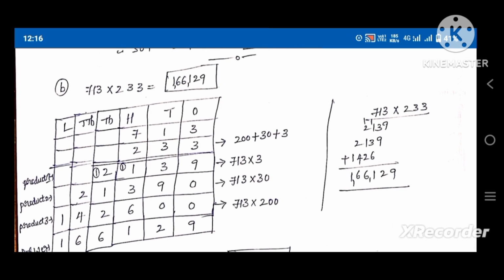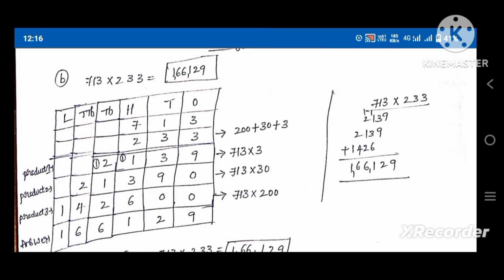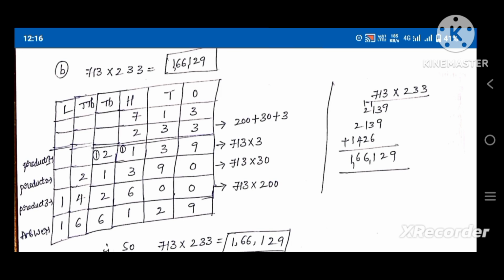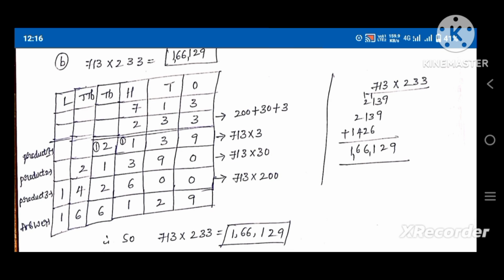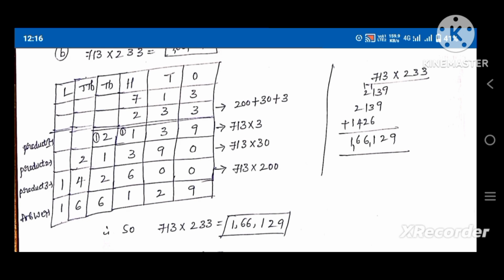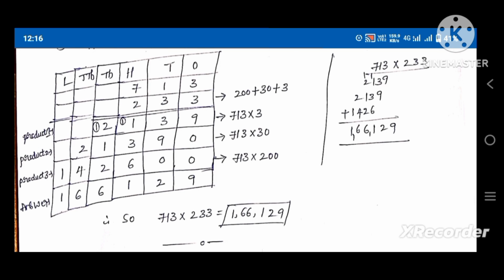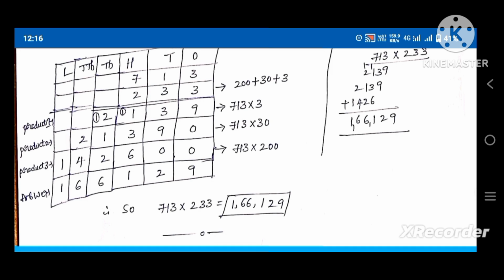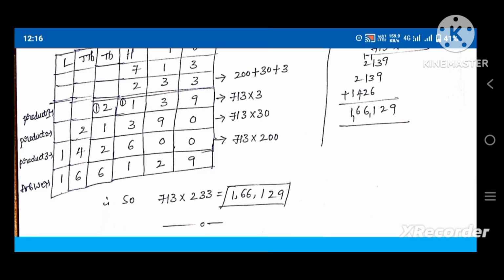Question number B. 713 into 233 is equal to 1,66,129. 713 is multiplied by 233. 233 means 200 plus 30 plus 3. Product 1 is 713 into 3 is 2,139. Product 2 is 713 into 30 is 21,390.